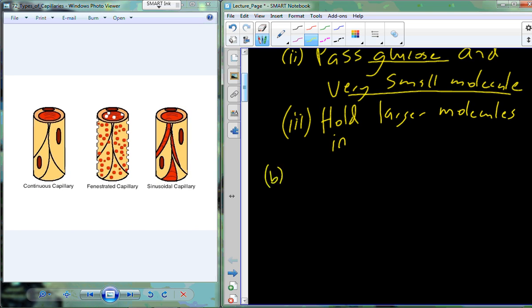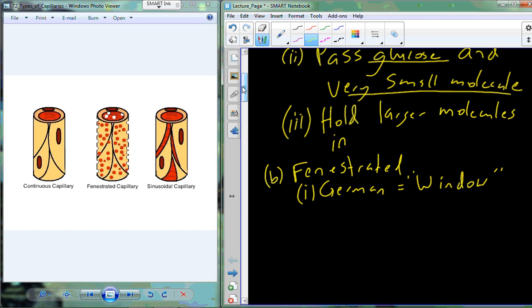All right, the next type of capillary is going to be a fenestrated capillary. Fenster, if you speak German, you may recognize that as a German word. Yep, it means window. So you can see that there are many, many openings in these cells that allow more of a filtration through the capillary wall rather than just selective permeation of molecules the size of glucose and below.